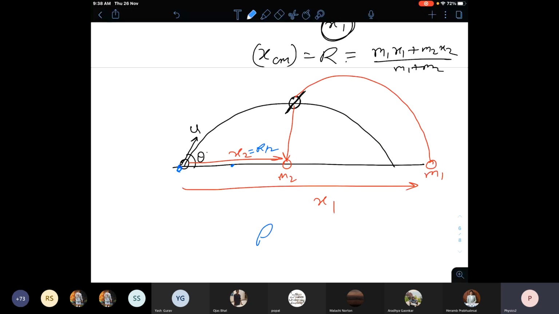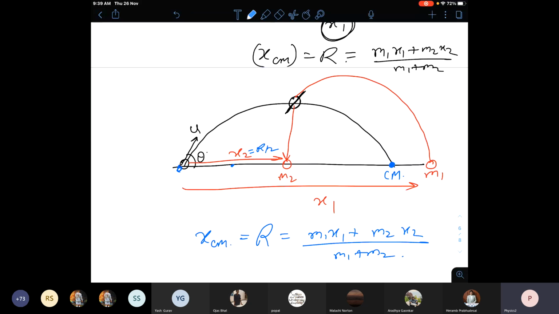R is equal to (m1 x1 plus m2 x2) upon (m1 plus m2). Why am I saying this? Because the distance of the center of mass is R. When both the masses reach the bottom, when they touch the ground, the center of mass is basically at this position only. The center of mass has not moved. It has not deviated from the original path of the projectile.